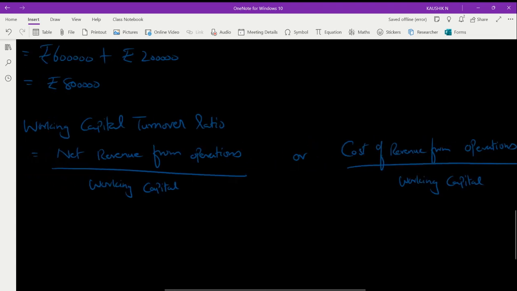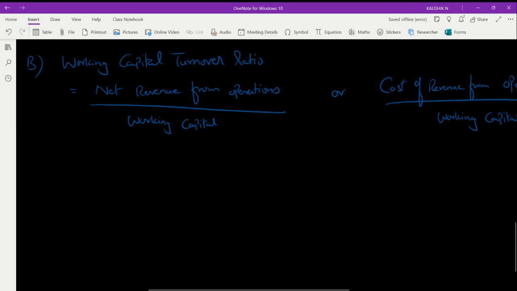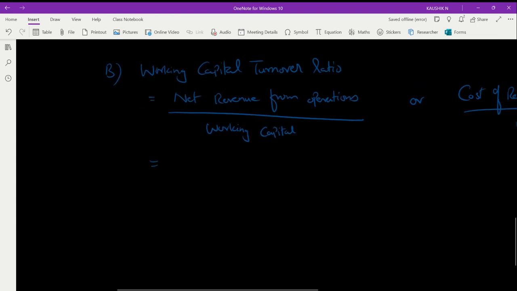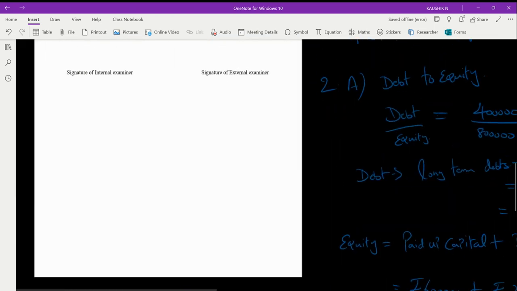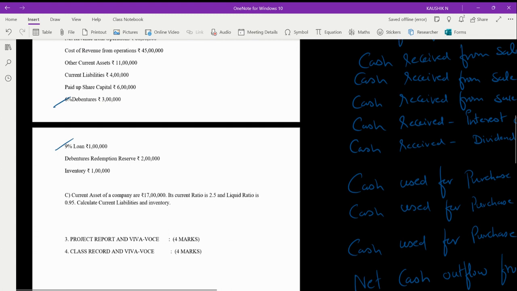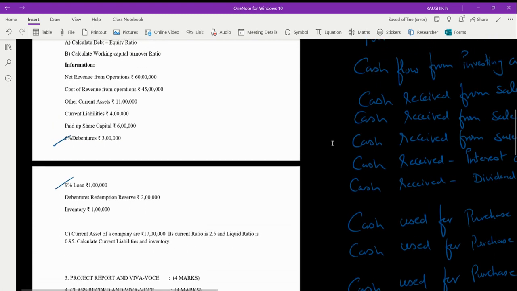Do not forget to do two methods. Obviously you get different values. So in this category, if you see net revenue from operations, just come back to the question. You have net revenue from operations of 60 lakhs, and working capital is also given to us. Just check whether you have the working capital information in the question or not.